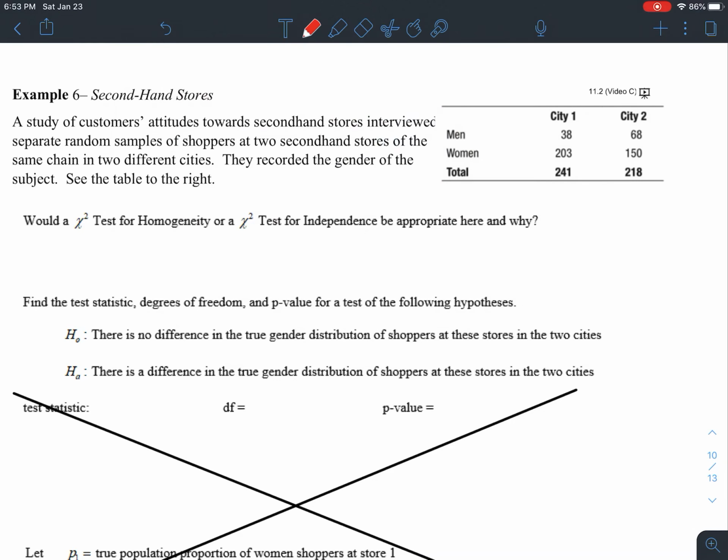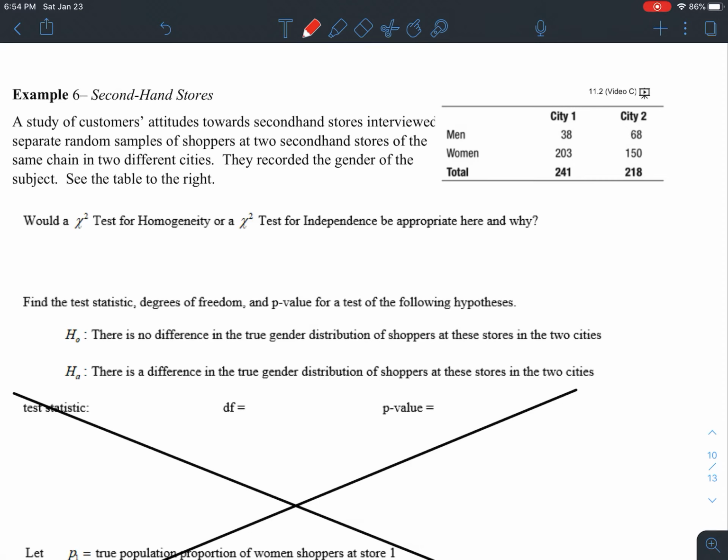Okay, we are going to wrap up this last section in chapter 11 with just trying to help us decide which type of chi-square test we should run. We're not really going to, in this video, go through any full-blown examples, but more so just distinguishing which type of test should be run based on the way the problem's worded. And so in this problem, it says secondhand stores.